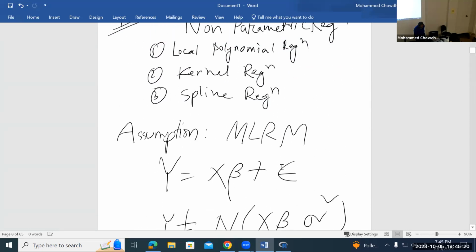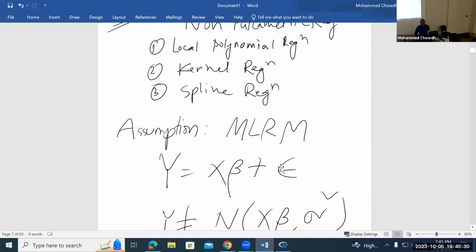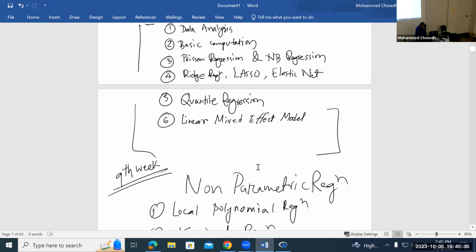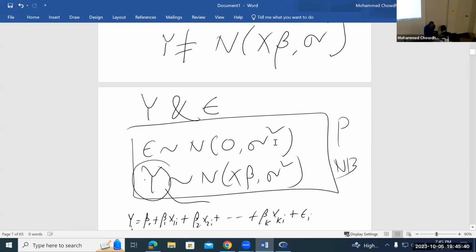What are the other things I can say? Yes. Just say if it doesn't follow the assumption, that the data is not distributed in the subsequent.